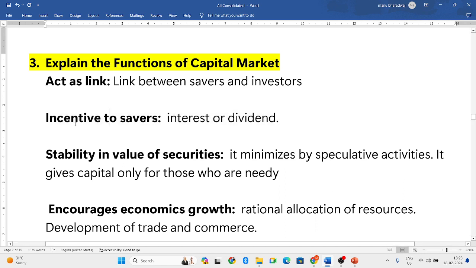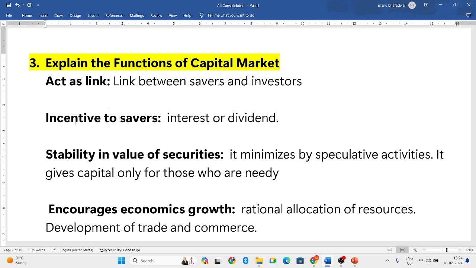Incentives to investors. The people who have saved their money, for example if they have taken preference shares or equity shares, will get the dividend. That is an incentive. Suppose they have purchased the debentures of the company, they will get interest on debentures. So for the savers, the people who have invested their money, they will get incentives for whatever amount they have saved in the organization.